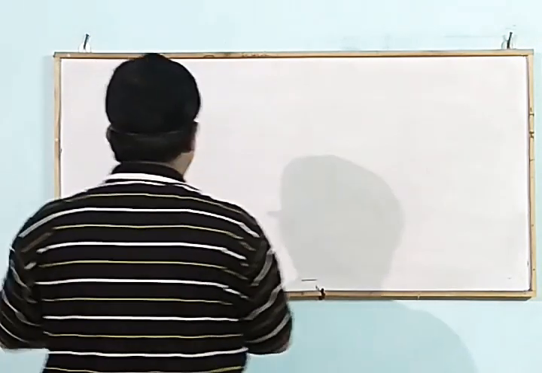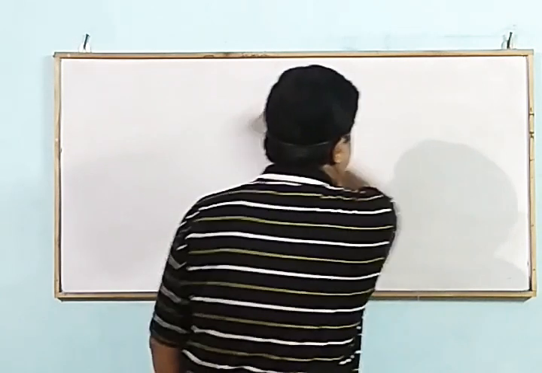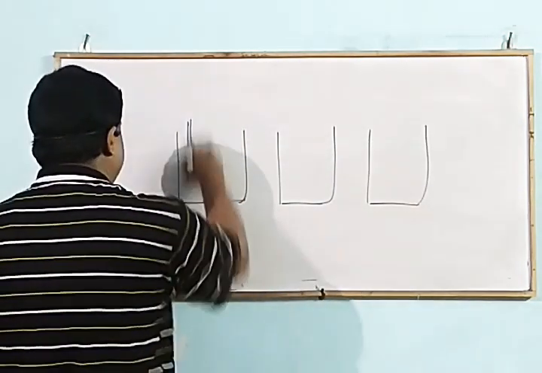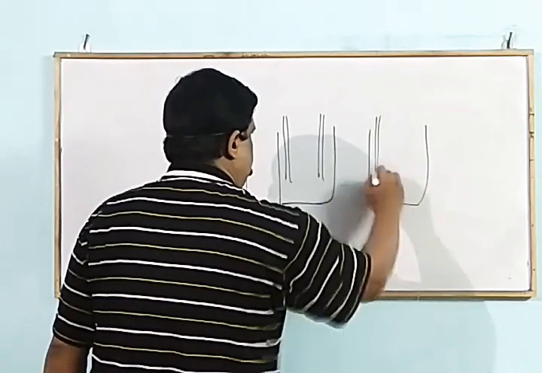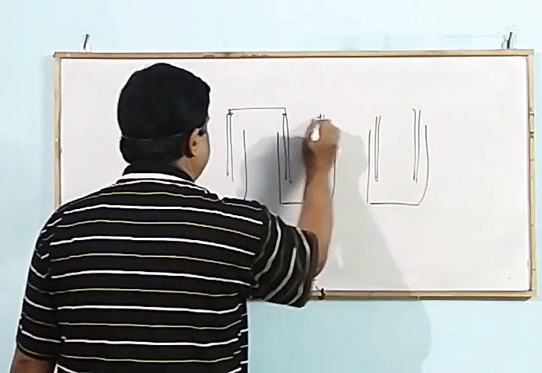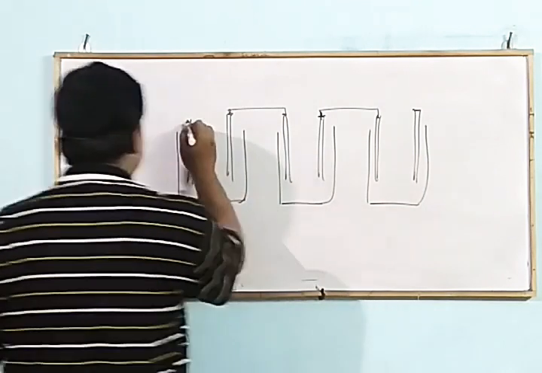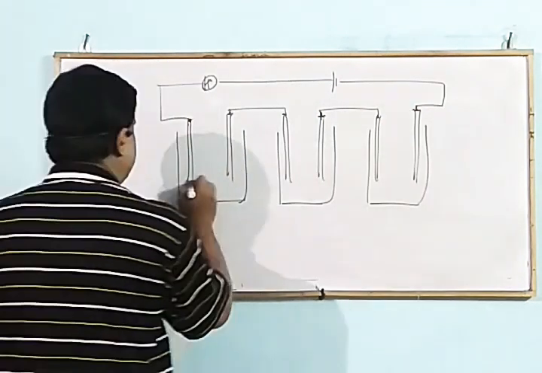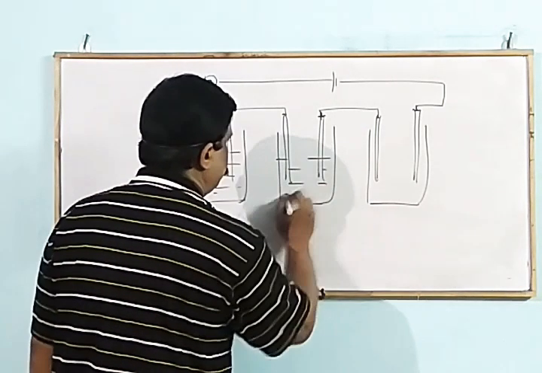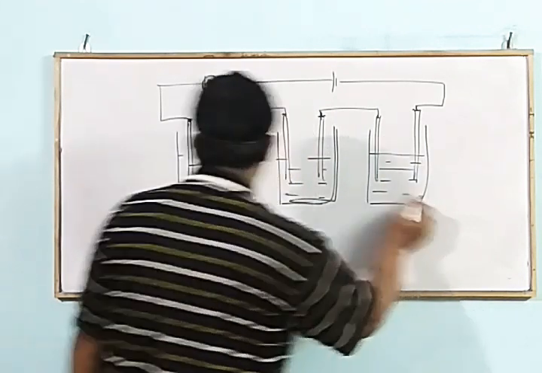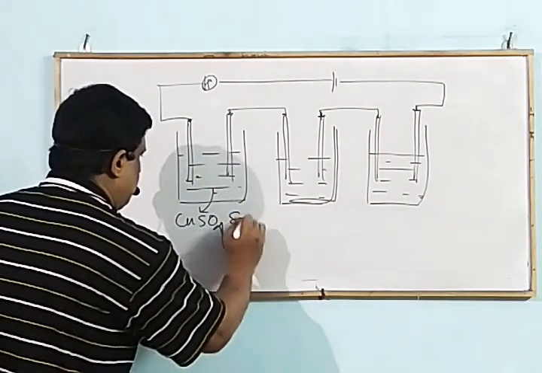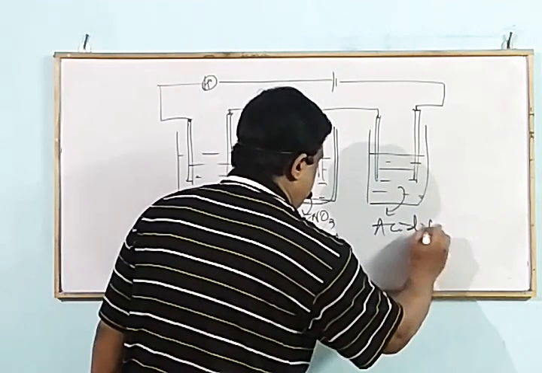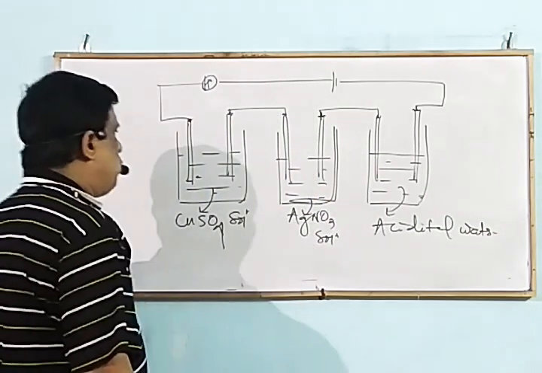So let us consider 3 electrolytic cells. One contains copper sulfate solution, one contains silver nitrate solution, one contains acidified water. 3 containers are there which are connected in series. First container contains copper sulfate solution. This is known as copper sulfate solution. It is known as silver nitrate solution. It is known as acidified water. Same quantity of electricity passes through them.